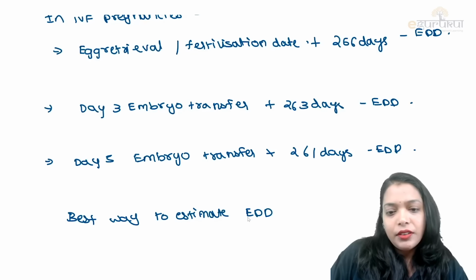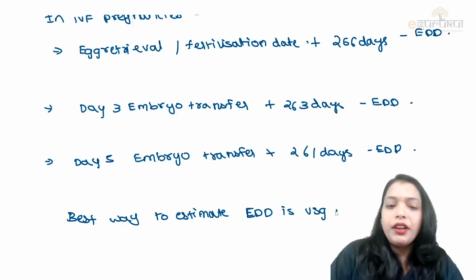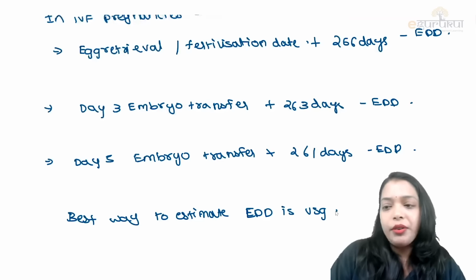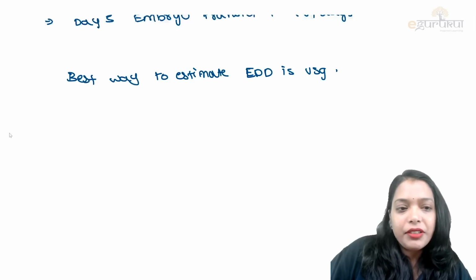is USG. Okay, so the best way to estimate the expected date of delivery is ultrasonography, guys. Okay, next. So in total, there are 4 trimesters.